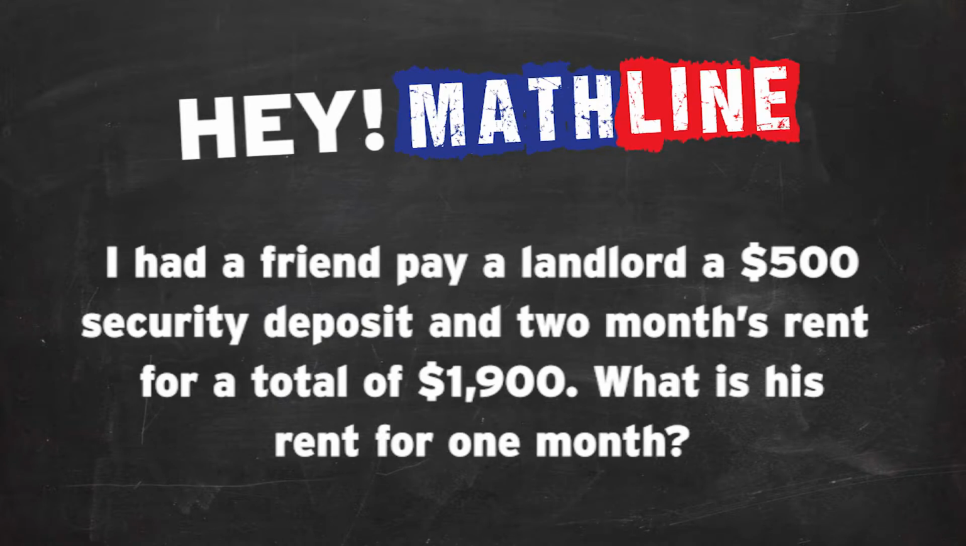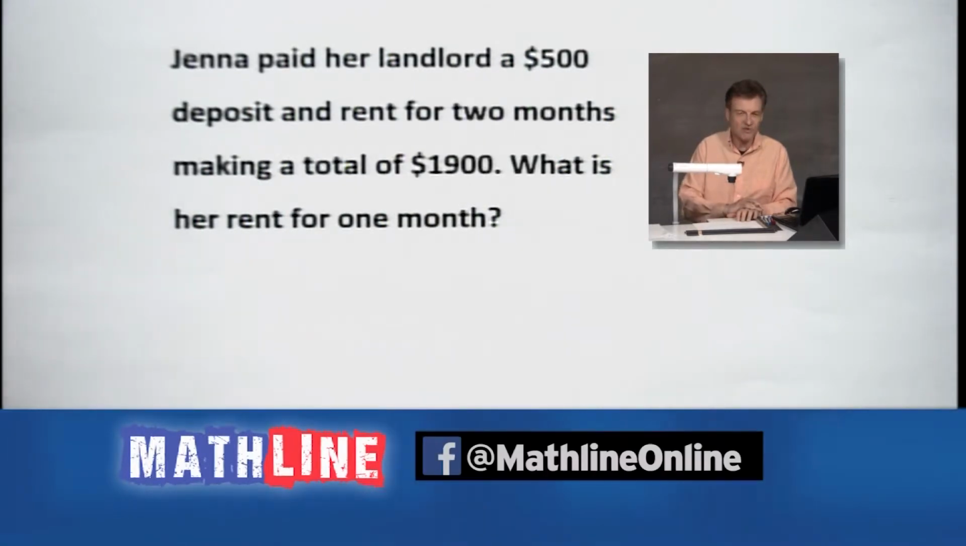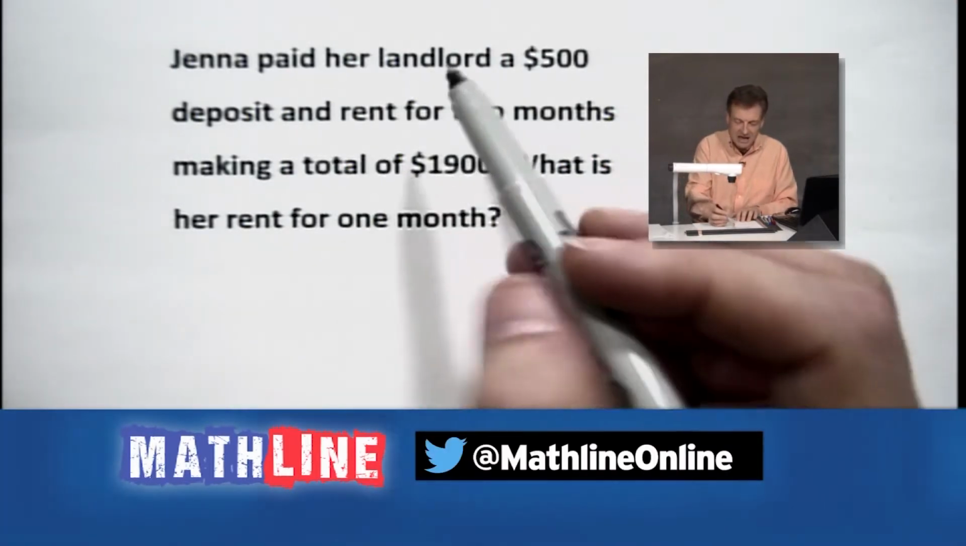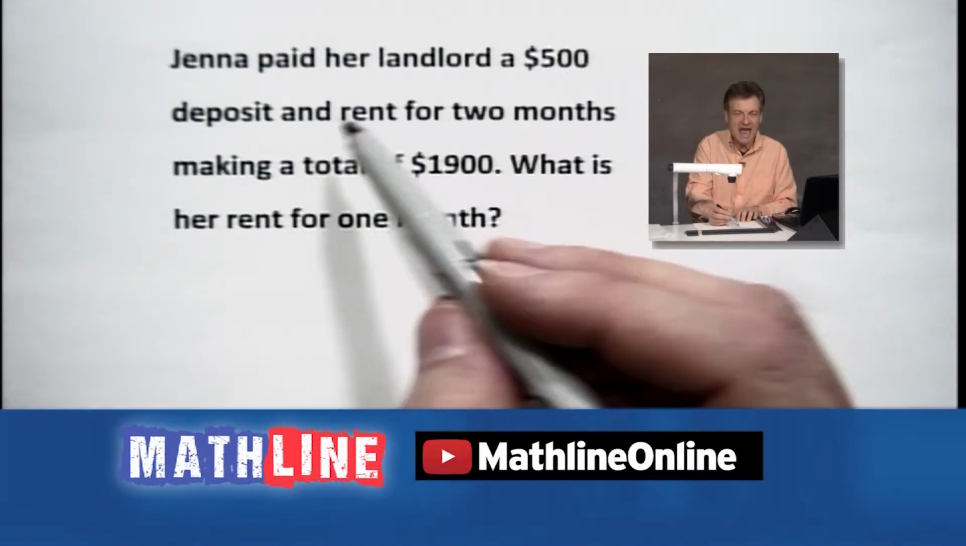But let's take a look at this problem, all right? Let's take a look at this one here. Again, very straightforward problem. And like I said, I brought Jenna along for the ride on this one. That's okay. We appreciate it. Thank you, Zach, for helping us out on that. The gist here, all right? Landlord, a $500 deposit and rent.